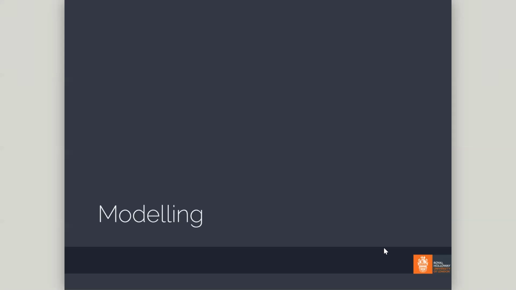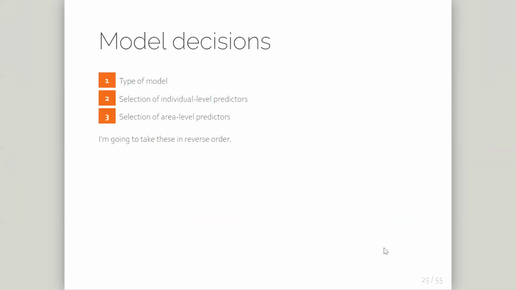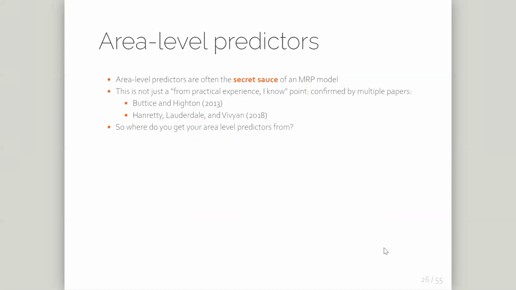You then need to make a series of modeling choices. This is the last chunk of things that we need to think about. You need to think about the type of model you're going to use, the individual level predictors, and the area level predictors you're going to use. I'm going to go in reverse order and start with these area level predictors. These often are going to be the biggest contributor to the predictive accuracy of your model, and there are a couple of papers that suggest as much. So just having the right set of area level predictors can do as much for you in terms of predictive accuracy as having the actual post-stratification.